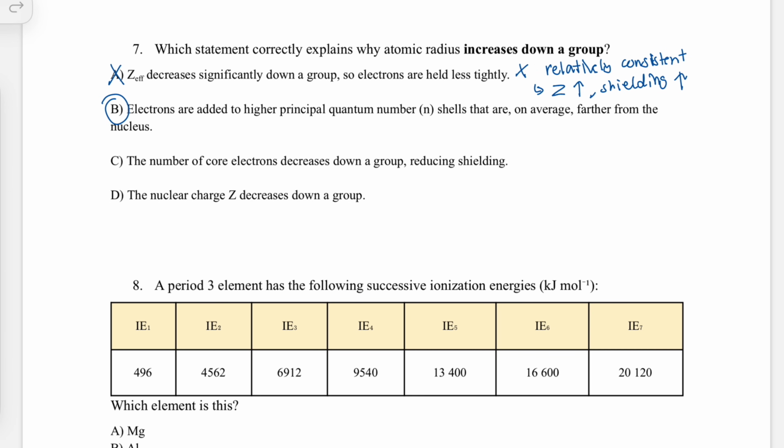So C is the number of core electrons decreases down a group, reducing shielding. This is the opposite of what we said in our explanation for A. The core electrons will increase down a group, and then there's more shielding. And then D, the nuclear charge Z decreases down a group. Nuclear charge increases down a group because there are more protons. And this is not the same as effective nuclear charge. This is just nuclear charge, which is the number of protons. So C and D are both incorrect.